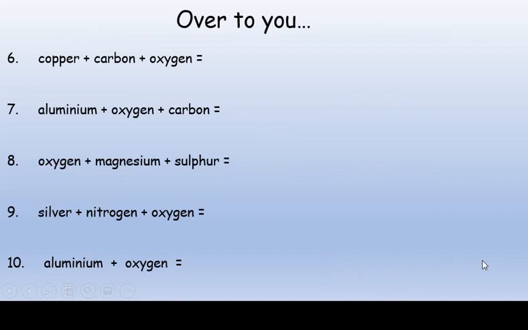Okay, so here's some more examples. Over to you. Have a go at these. These are going to try and follow rule 3.